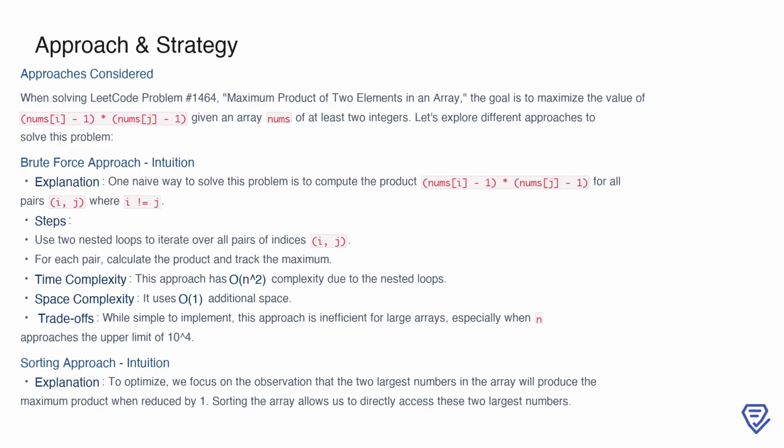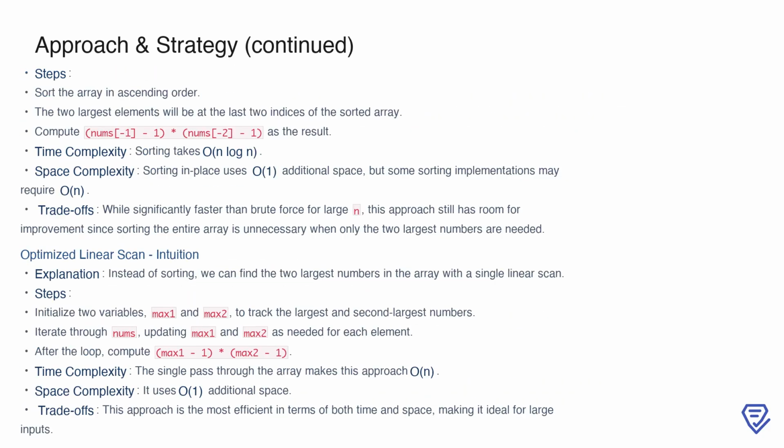Another option is the sorting-based approach, which is a step up in efficiency. Here, we rely on the observation that the two largest numbers in the array will yield the maximum product when reduced by 1. By sorting the array, we can directly access these two largest values. To implement the sorting approach, we first sort the array in ascending order. Once sorted, the two largest numbers will be located at the last two indices of the array.